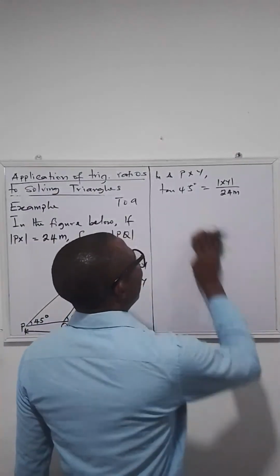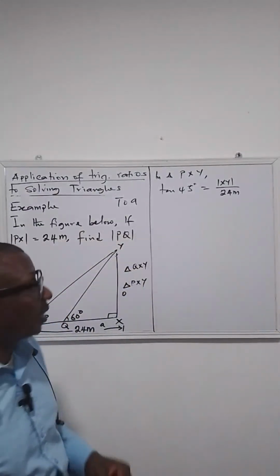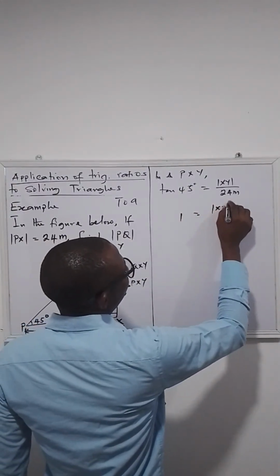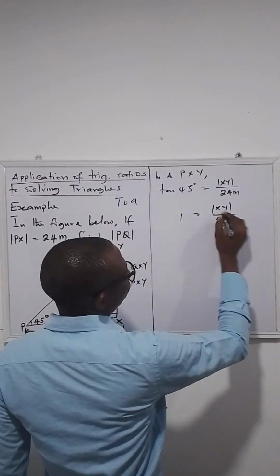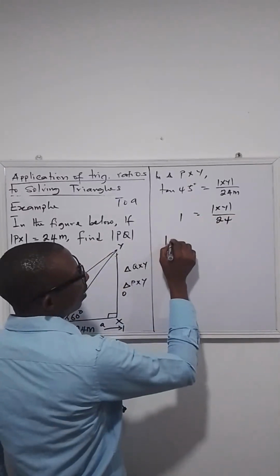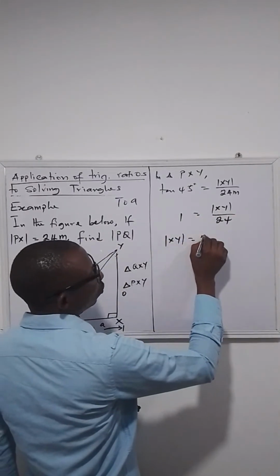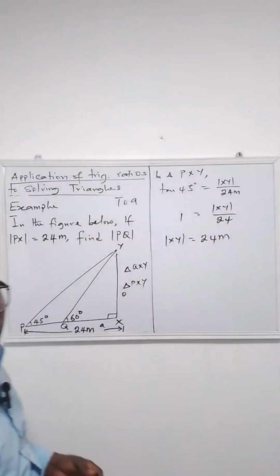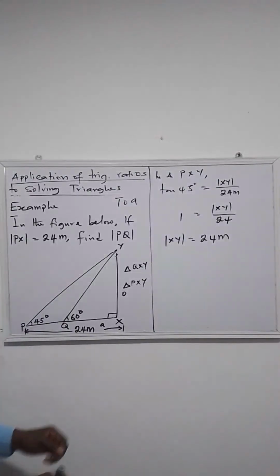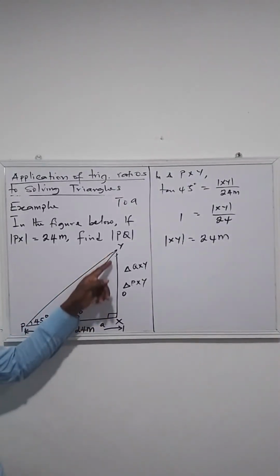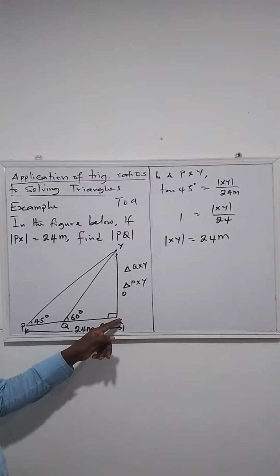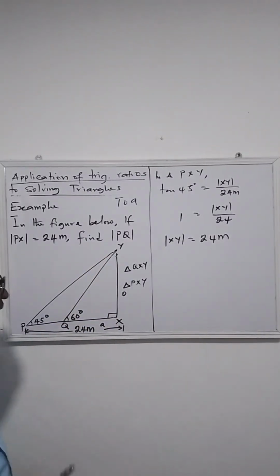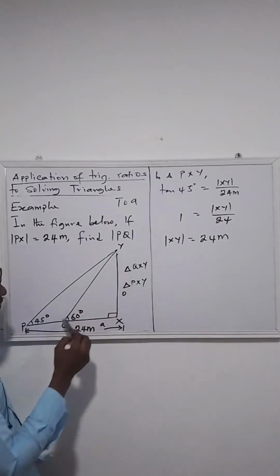So let's plug that into this equation and see what we're going to have. We have 1 equals xy over 24. So you cross multiply here, and you have xy equals 24 meters. Okay, so that's what we have. So xy is 24.